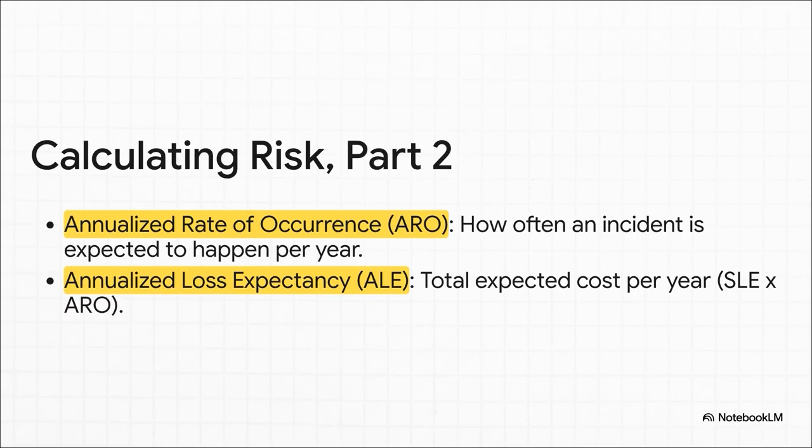But how often does that dragon actually show up? That is your annualized rate of occurrence, or ARO. So if it only attacks once every 2 years, your ARO is 0.5. And with that number, we can finally calculate the big one, the annualized loss expectancy, or ALE. That's the total cost you should probably budget for this specific risk every single year.